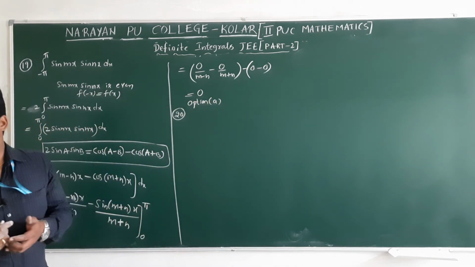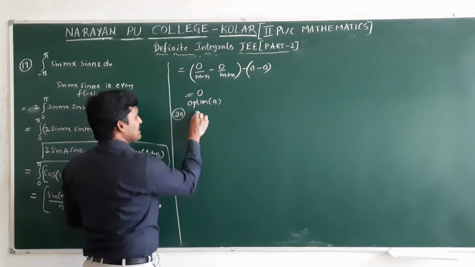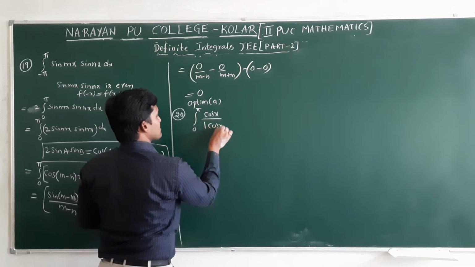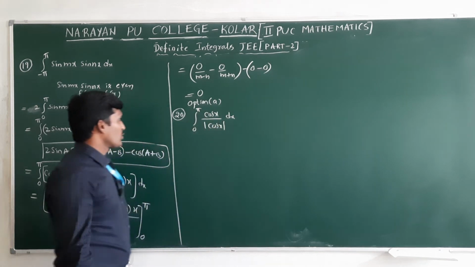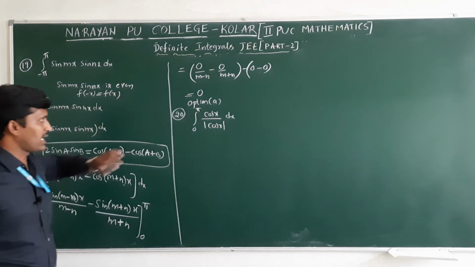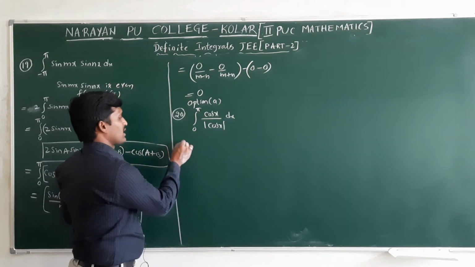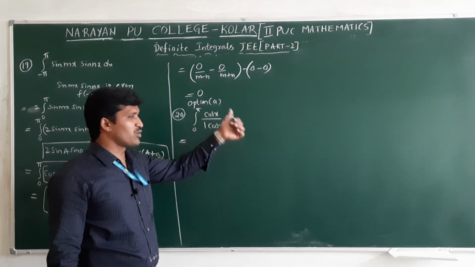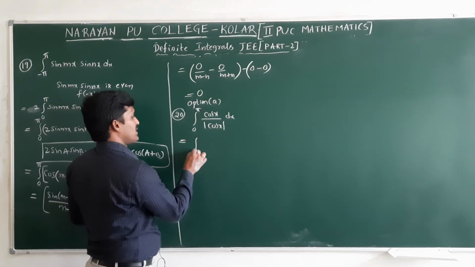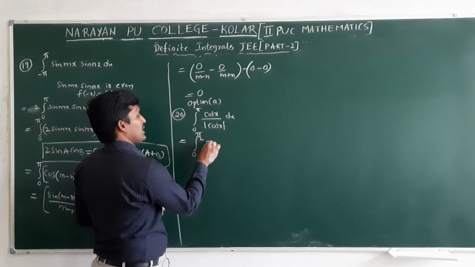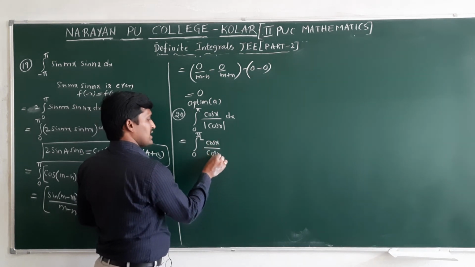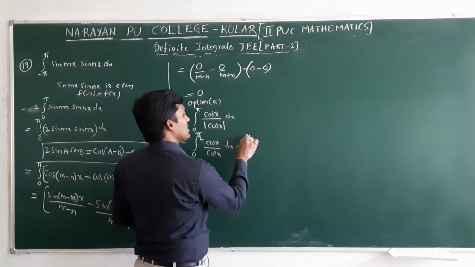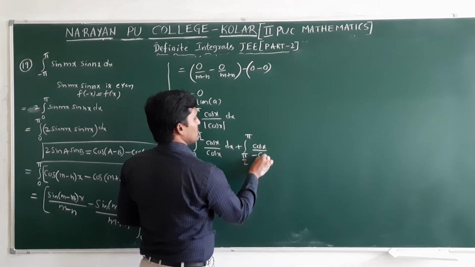Next, question number 20, the value of integral 0 to pi of cos x by mod of cos x. Here 0 to pi means it covers the first quadrant and second quadrant. In the first quadrant, cos is positive, because we need to simplify this modulus, then only we can integrate. For that, we are splitting into two intervals. From 0 to pi by 2, cos x is positive, so mod cos x becomes cos x only. From pi by 2 to pi, cos x is negative.